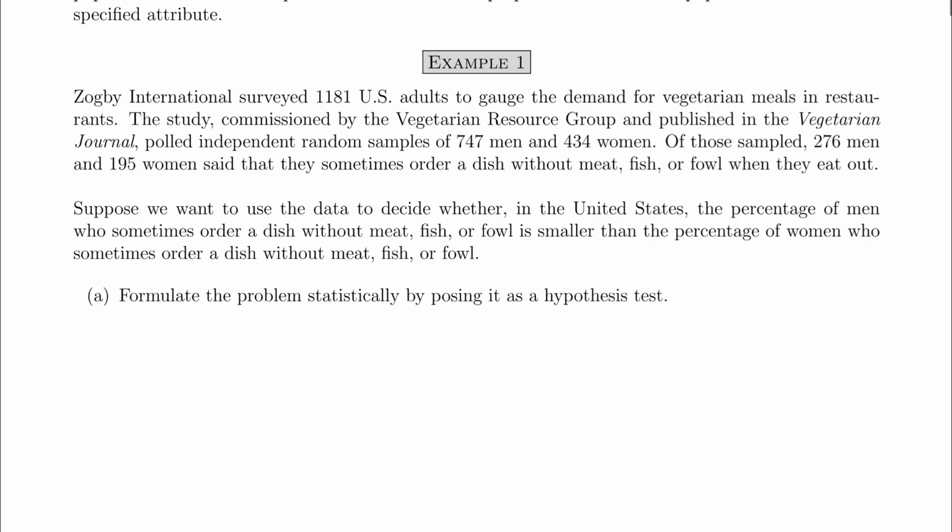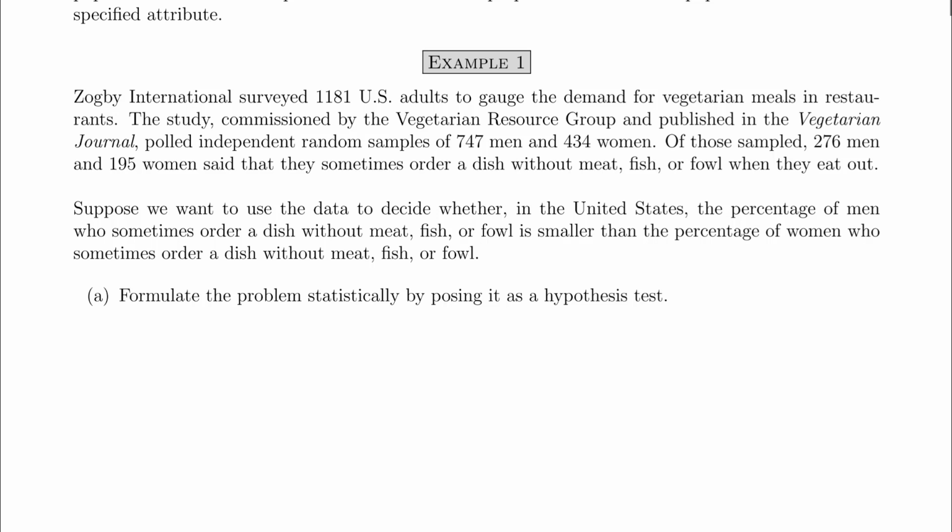A survey of 1,181 U.S. adults was designed to gauge the demand for vegetarian meals in restaurants. The study was commissioned by the Vegetarian Resource Group and published in the Vegetarian Journal. They polled independent random samples of 747 men and 434 women. Of those sampled, 276 men and 195 women said that they sometimes order a dish without meat, fish, or fowl when they eat out.